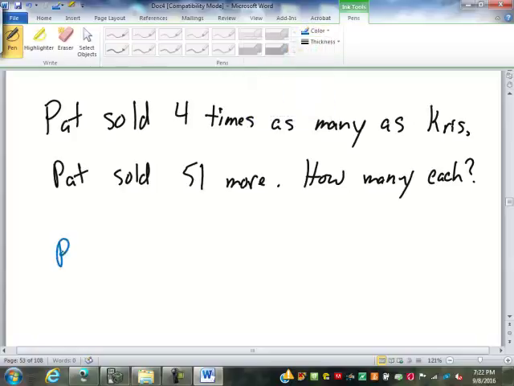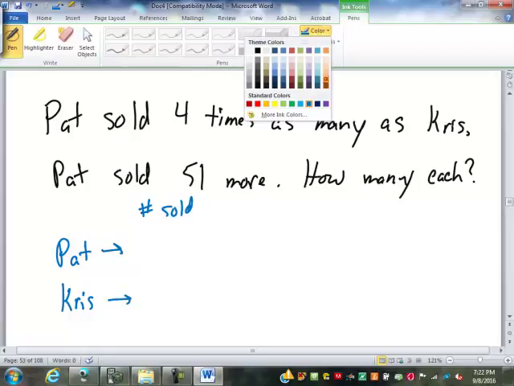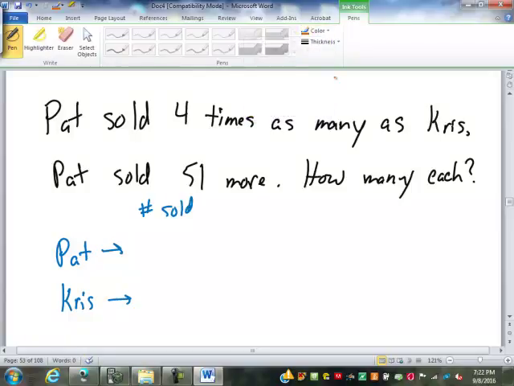So again, we have Pat and we have Chris. We're looking at the number sold for each. Now this one's similar to our first one. How are we going to set up our variables? Which one's going to be X? Chris. So the number that Chris sold is X. What's Pat going to be? 4X. Well, not 4X plus 51. Pat sold 4 times more. And also then that comes out to being 51 more cars.